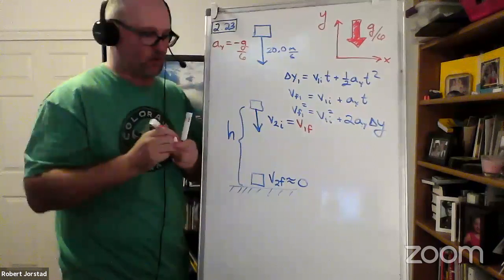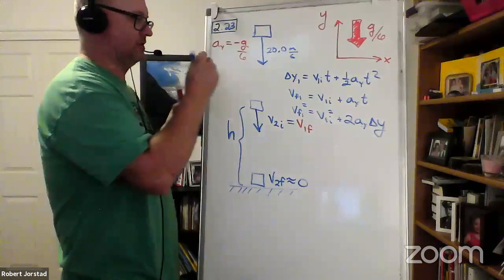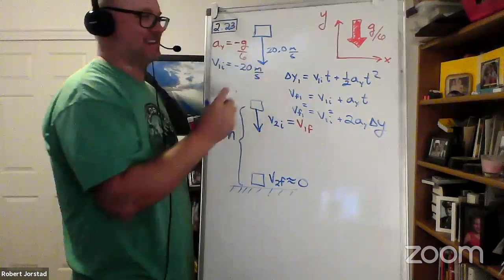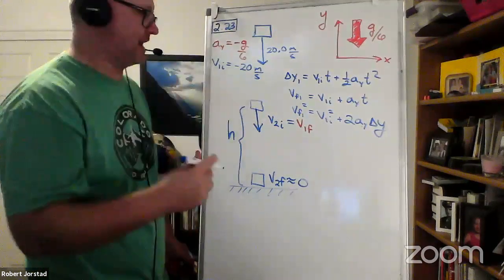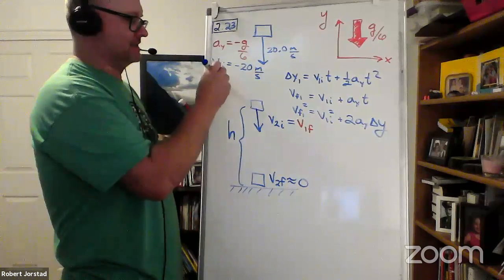What's velocity 1 initial? So 20 meters per second. Nope. Negative 20 meters per second. You know what I'm saying? And so if we had flipped it, you would have been right. And so V final is, I don't know.